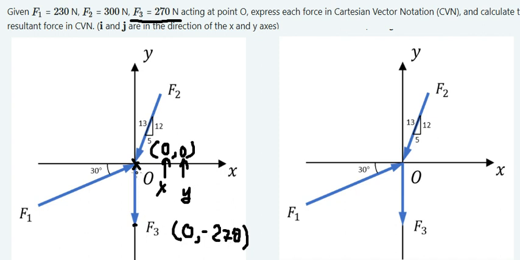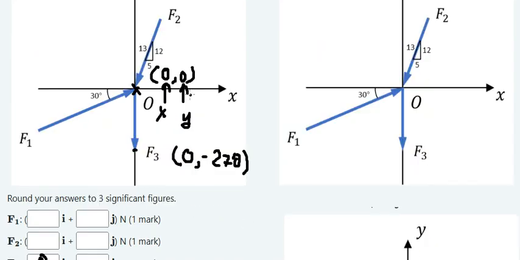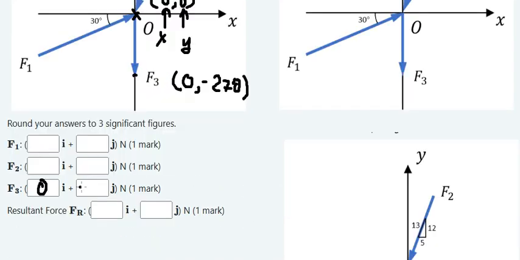And now, if we want to find the vector in here, we use this point in here minus this point in here, because we follow this direction. So 0 minus 0, we got number 0. This one minus this one, we have negative 270.